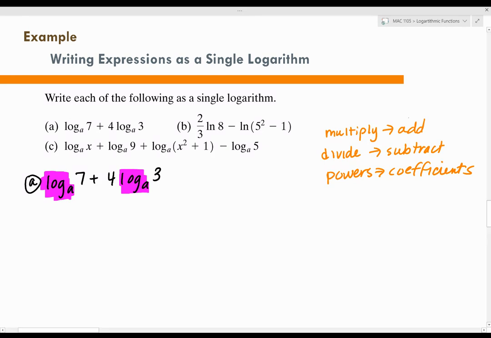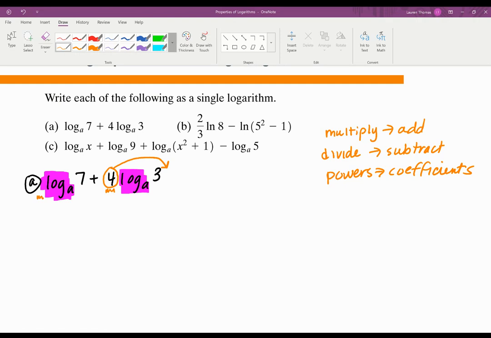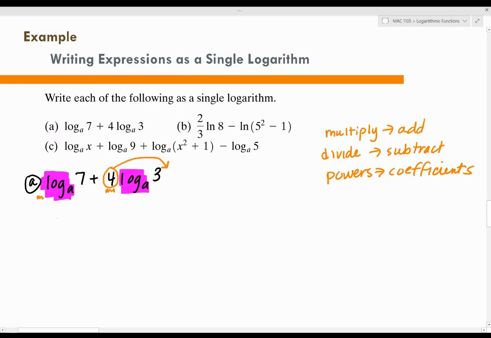So this time, if we see any addition, we're going to change it into multiplication, okay? If we see any subtraction, we're going to change it to division. And if we see any coefficients, we're going to change them into powers, okay? So the rules are just going to work in reverse. So the first thing that I'm going to look for, I'm going to look to see, do I have any coefficients in my problem, okay? So in the front of this expression, I don't have any. But in this one, there's a 4. So according to our rules, that 4 can become an exponent, okay? So that means I'm going to rewrite my problem as follows.